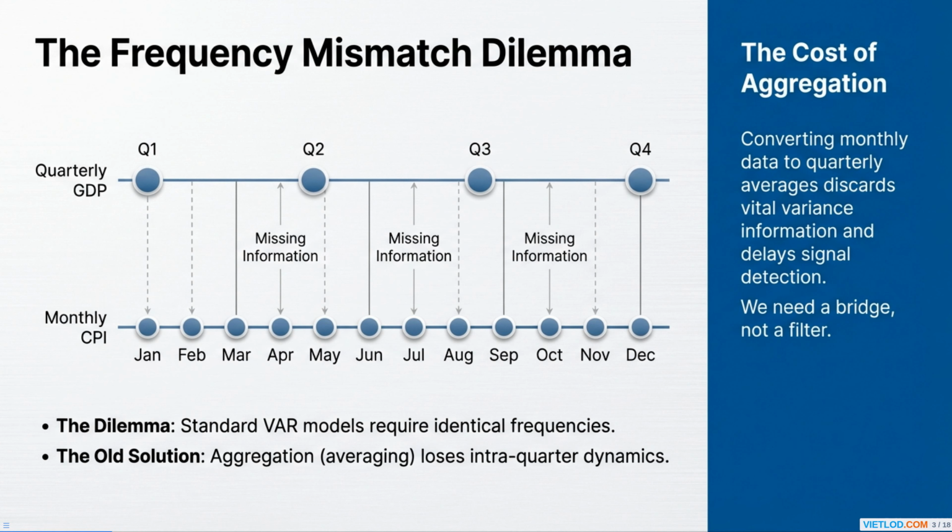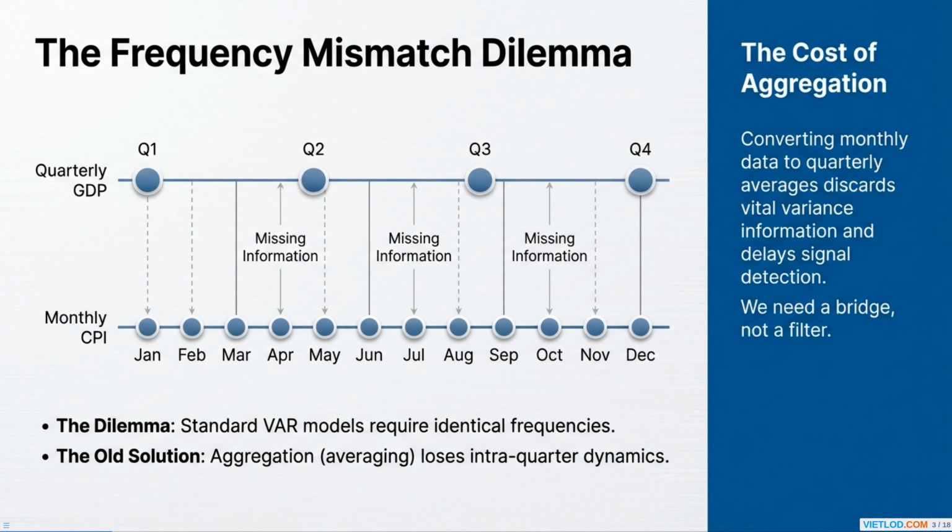The dilemma is that standard VAR models, which are foundational for many macroeconomic analyses, require all variables to be at an identical frequency. You can't simply combine monthly inflation with quarterly GDP in a traditional VAR. The common, but flawed, workaround has historically been aggregation. This involves averaging or summing high-frequency data, like monthly CPI, to convert it to a lower frequency, like quarterly CPI.